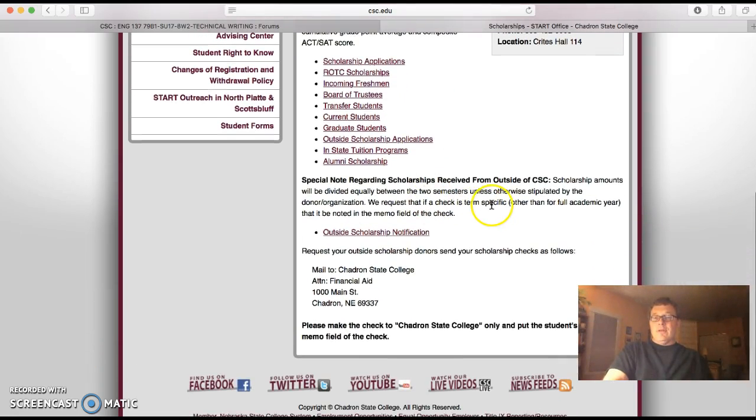The other thing that is kind of confusing that we talk about in class often is that there's a note regarding scholarships received from outside of CSC. Well, this is language that is maybe intended for outside donors, or for people who are giving scholarships, or for students who already have a scholarship, and they're just being notified here about what they're supposed to do to record that scholarship with the scholarship office.